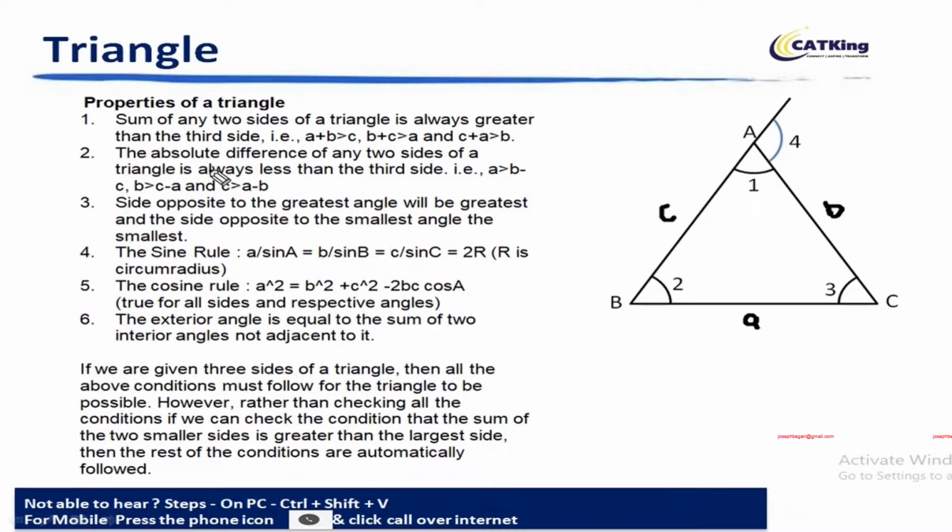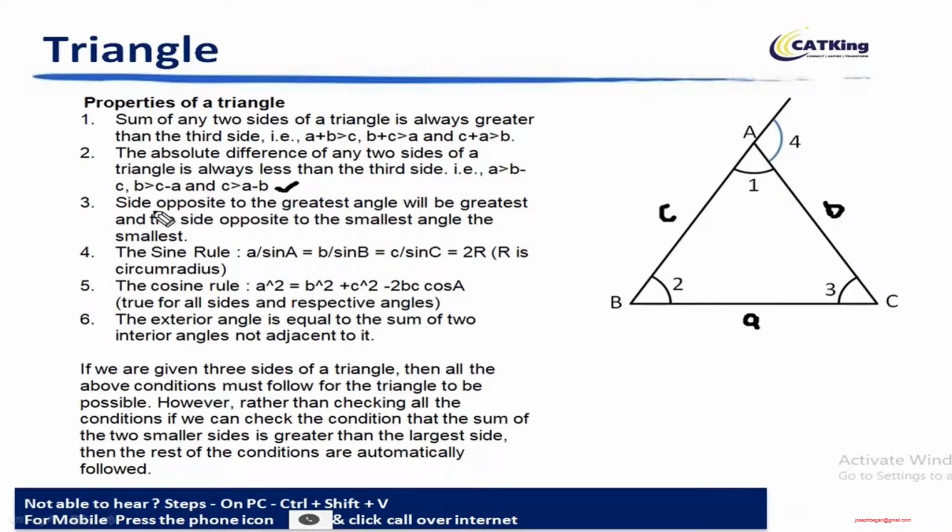Right? The second property says the absolute difference of any two sides of a triangle is always less than the third side. So if we take difference of any two sides, suppose C and A, it must be smaller than the third side. And similarly, it is valid for all the three sides. That is, A must be greater than B minus C, B must be greater than C minus A, and similarly C must be greater than A minus B.